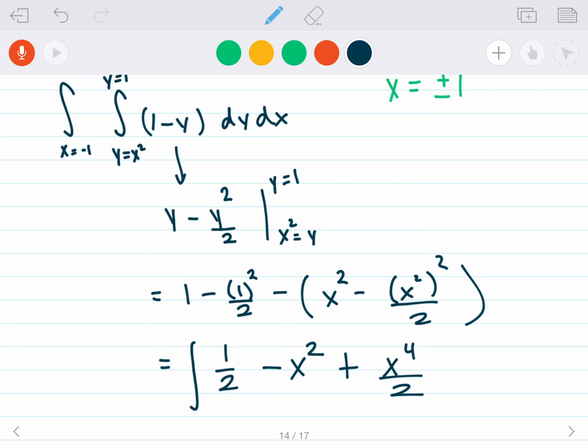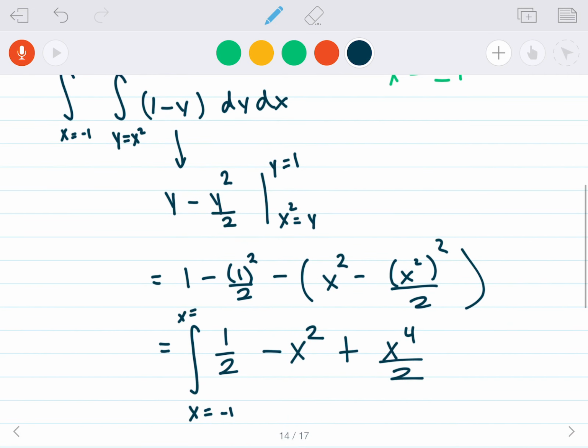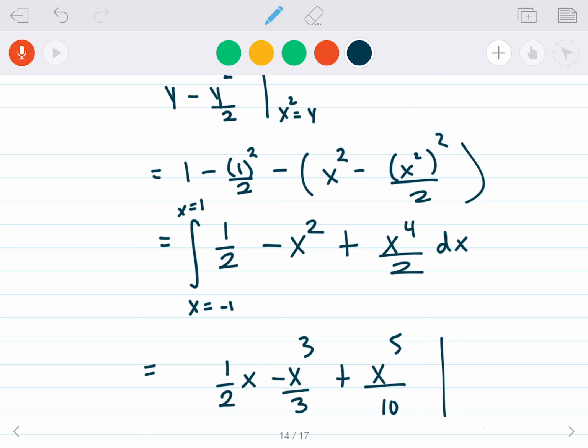Now I want to integrate this with respect to x from -1 to +1. Okay, so with respect to x, this becomes 1/2 x minus x cubed over 3 plus x to the 5th over 2 times 5, which is 10. And that's from x equals -1 to x equals 1.